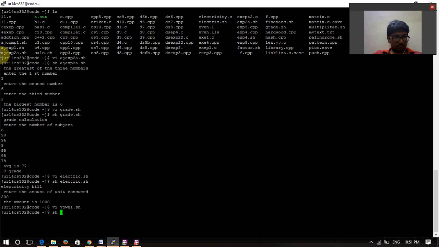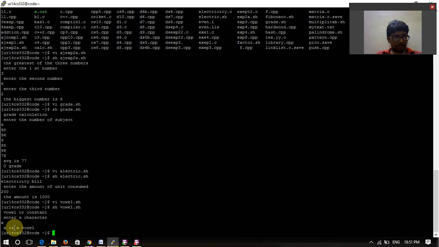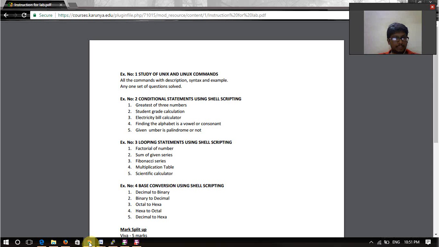This is my output. Enter a character. We need to give a character here. If we give a, it shows vowel. And the fourth one is also completed. And the fifth one is to check if the given number is a palindrome or not.